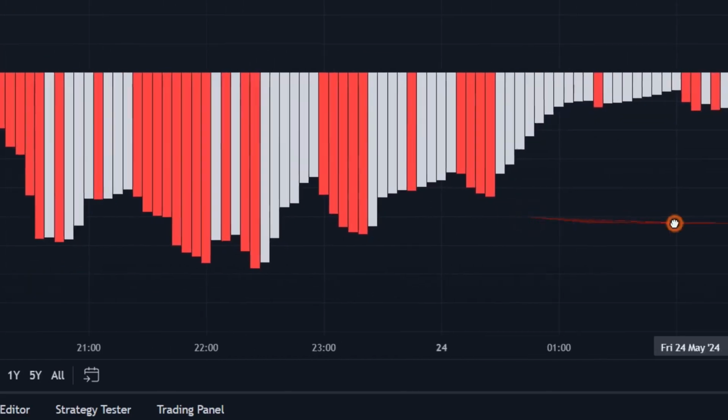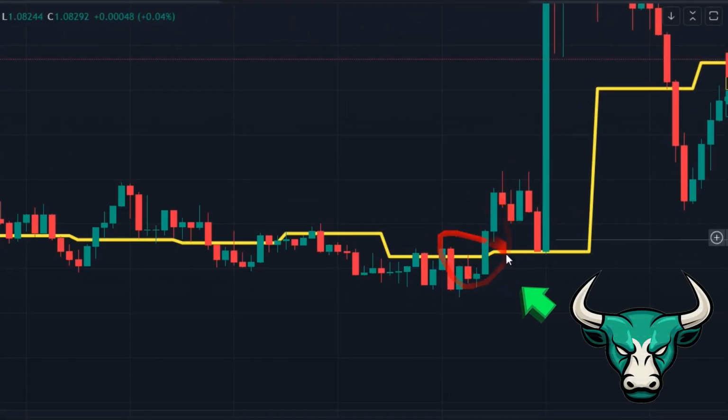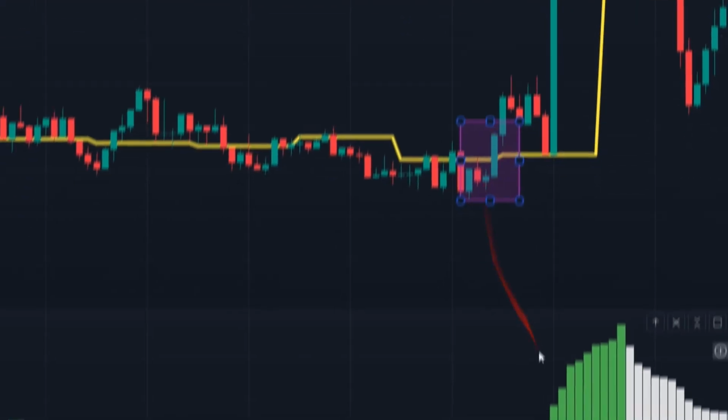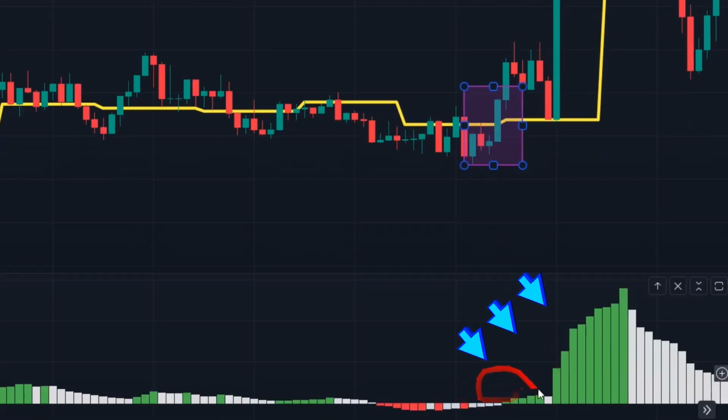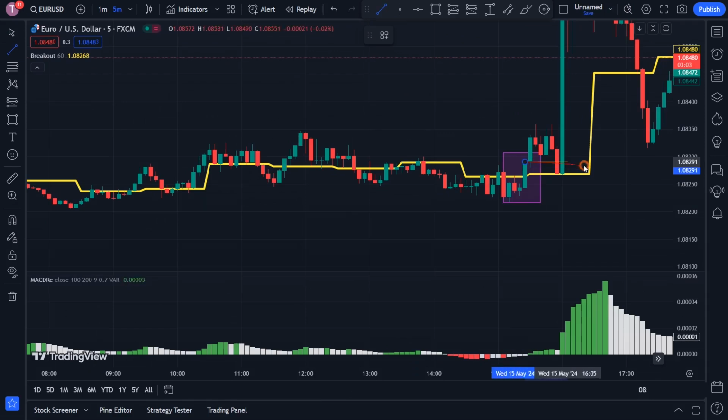Now you just need to know how to enter a trade. Let's start with buy orders. First of all, we need to find a bullish breakout, which means to look for a candle that has crossed above the breakout line indicator. Then we need to look at the MACD Reloaded indicator and make sure we are in the upward area. Now that these two conditions are met, we have found the entry point for the trade.